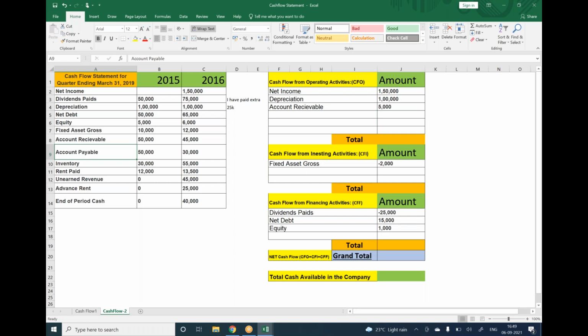I'll help you out. Next is account payable, which will come under CFO. And then what should be the value for account payable? Very good. Minus 20,000.